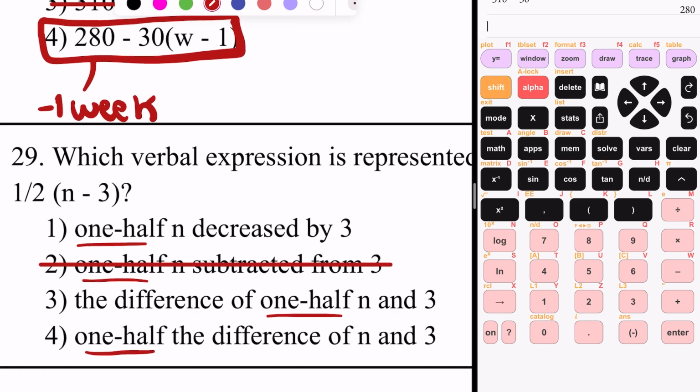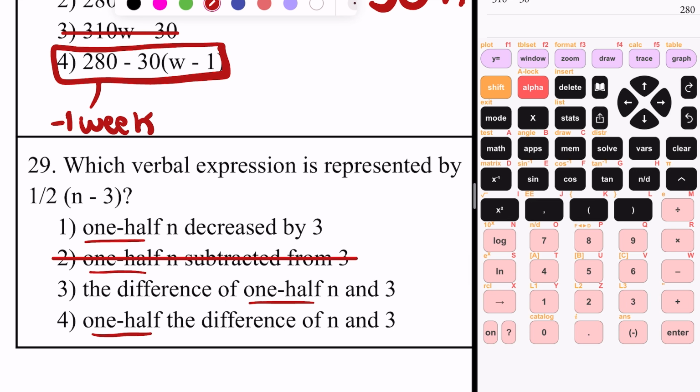Okay, this is what you guys need to realize. This is 1/2 of this whole thing. It's not just 1/2 of n, because it's also 1/2 of negative 3. You know how you would distribute this 1/2 to both? So choice 1 says 1/2 of n. It's not only 1/2 of n. It's 1/2 of the n and 1/2 of the negative 3. So 1's not going to be good.